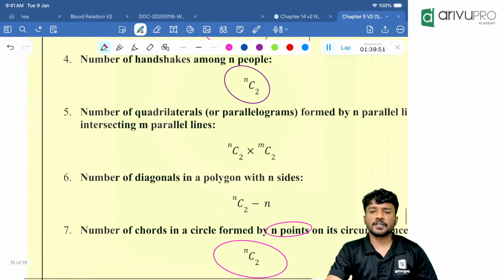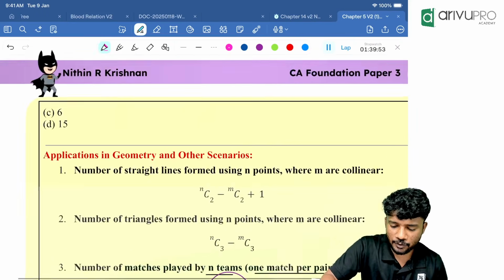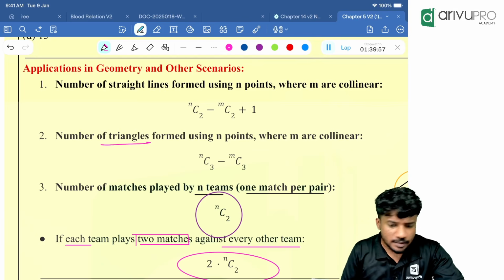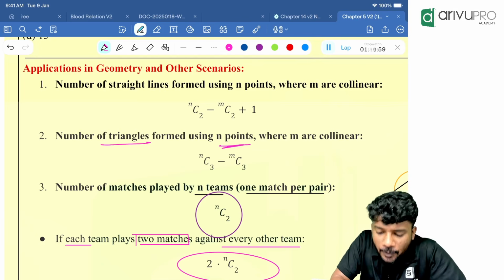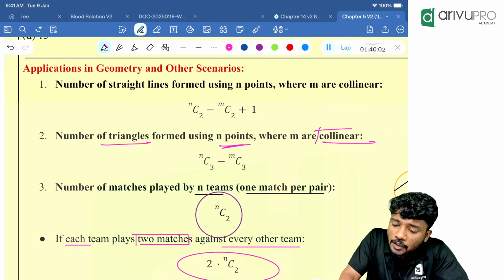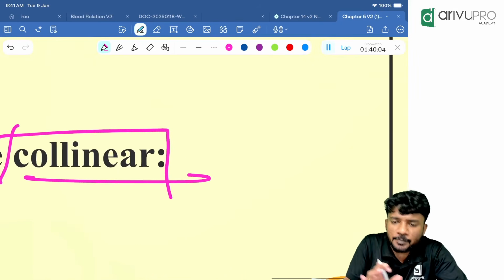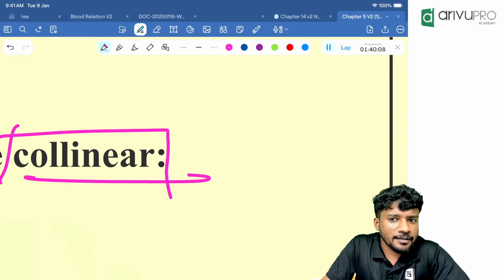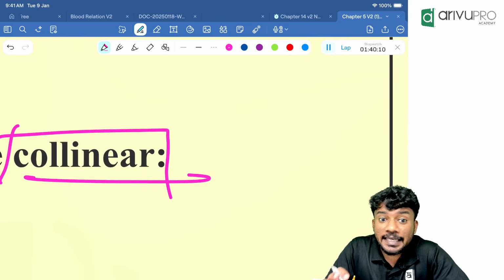Can we go for the next one? Yes, have a look here. The number of triangles formed using n points where m are collinear. What do you mean by collinear, people? We have studied in school. What do you mean by collinear? Yes, points lying on a straight line.